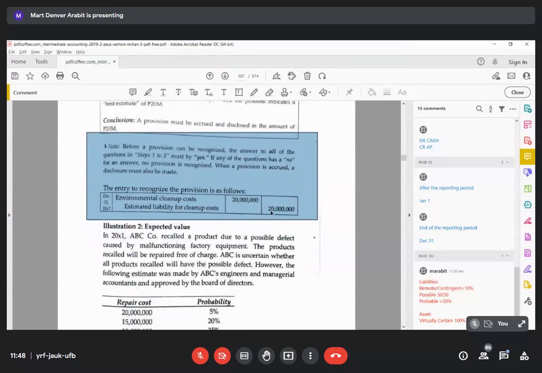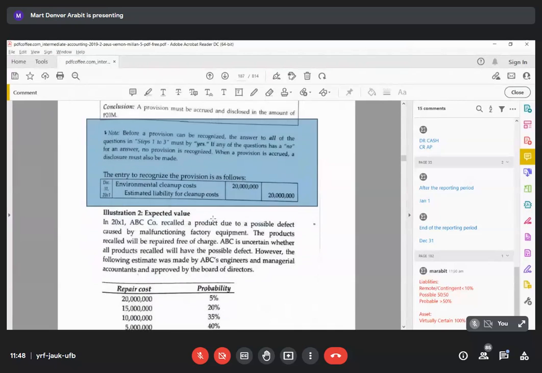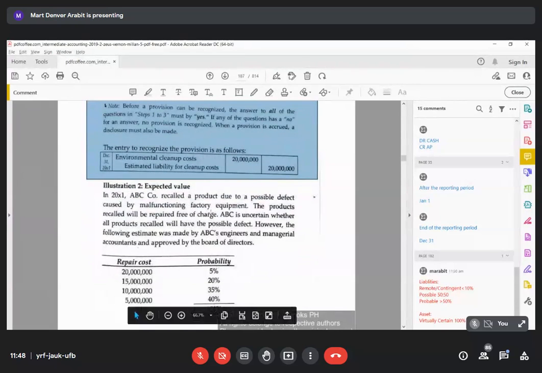Illustration number 2. So, here it is. Expected value. In 2021, ABC Company recalled a product due to a possible defect caused by malfunctioning factory equipment. The products recalled will be repaired free of charge. ABC is uncertain whether all products recalled will have the possible defect. However, the following estimate was made by ABC's engineers and managerial accountants and approved by the board of directors.